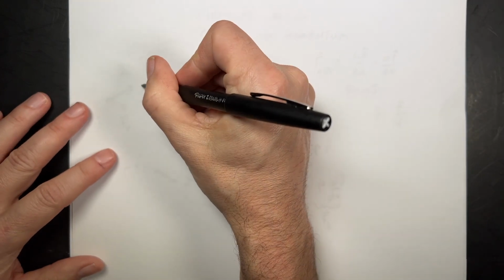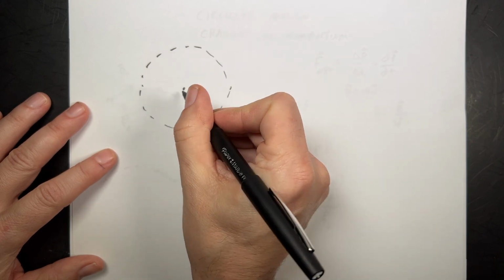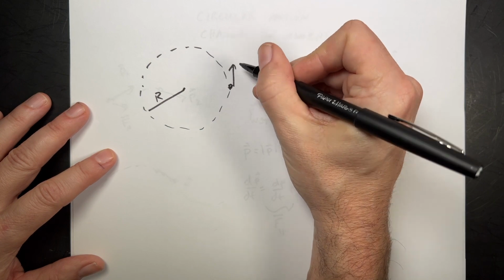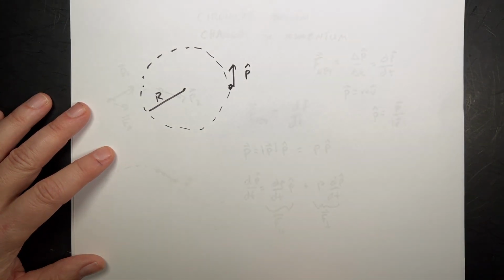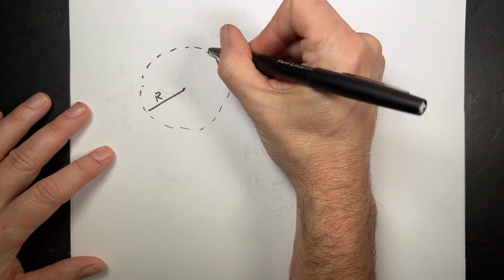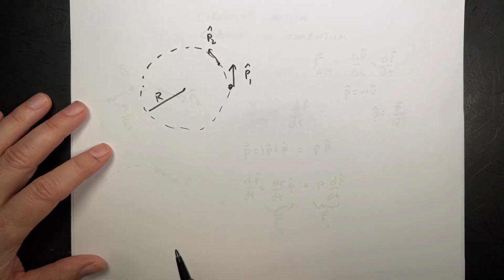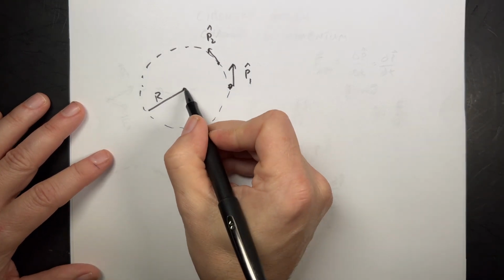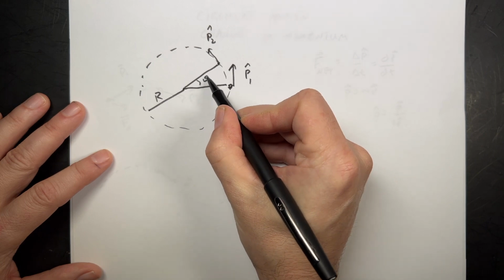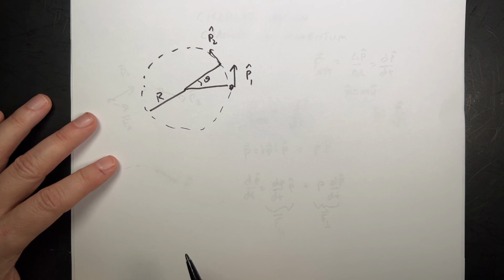So here I have an object moving in a circle of radius r. Here at some time, it's going this way. I'm going to call that just p hat. I only care about p hat. I don't care about p. And then a little bit later, it's over here. We'll call them p1 hat and p2 hat. They're in different directions, so they're different unit vectors. And during this time, it goes from there to there, and that angle is theta. It's a short time, but I'm drawing it as a big angle, and that's fine.